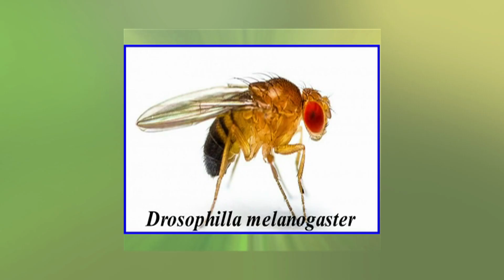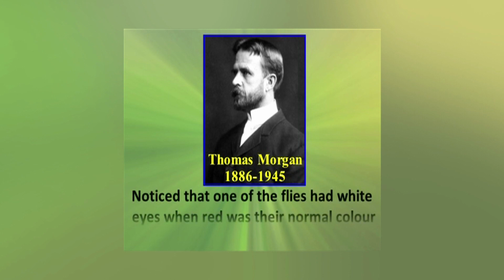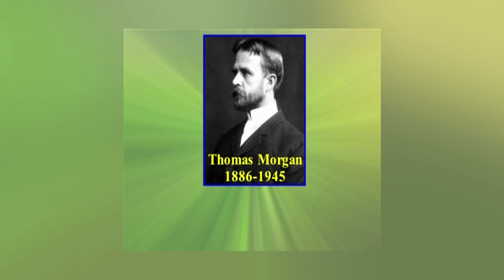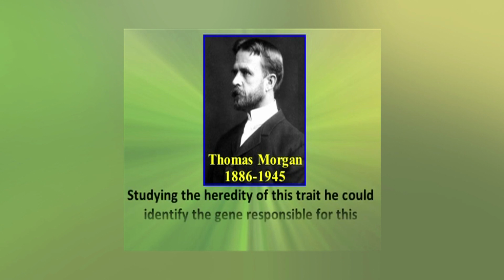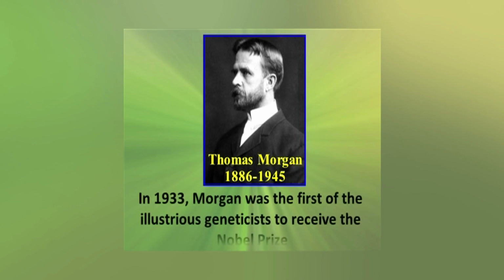After making observations on the generations of Drosophila melanogaster, that is, the fruit fly, which has been the most popular insect for genetic research, Thomas Hunt Morgan noticed that one of the flies had white eyes when red was the normal color. Studying the heredity of this trait, he could identify the gene responsible for this character on the X chromosome of the fly. In 1933, Morgan was the first of the illustrious geneticists to receive the Nobel Prize.